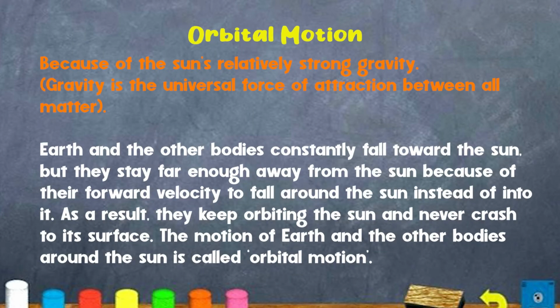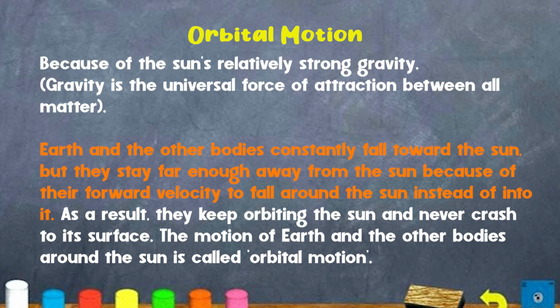Now, because of the Sun's relatively strong gravity, and gravity is that universal force of attraction between all matter, Earth and the other bodies constantly fall towards the Sun. But they stay far enough away from the Sun because of their forward velocity to fall around the Sun instead of into it. So they're moving, and velocity is simply speed in a direction.